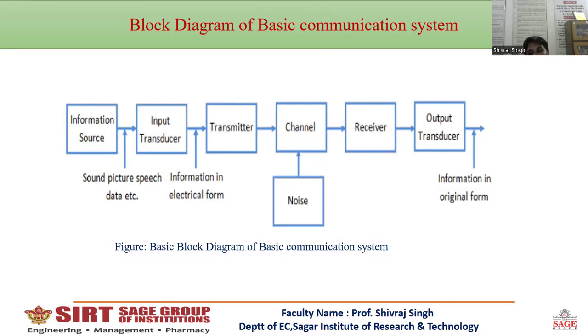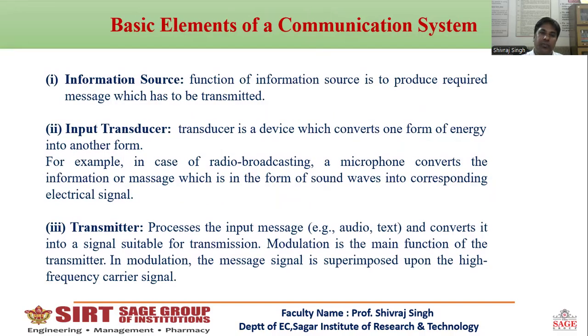At the receiving end, an output transducer is required if we want the signal to be in the form of a physical signal, so that the output is also in physical form. So in the receiver section, the output transducer converts the electrical energy or electrical signal into the physical form. This is the block explanation which we have already discussed.